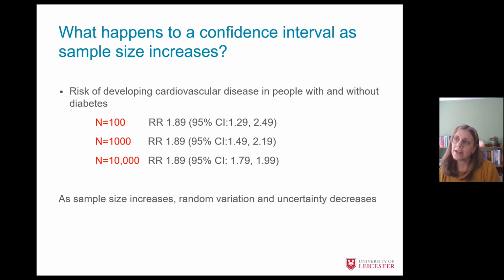So what I'm trying to indicate here really is that as sample size increases, the random variation and the uncertainty of your results decrease. And I think this is quite intuitive. You can imagine that where you've got a study with just 10 individuals, you're not going to be that confident with your result. Whereas if you've got a study with thousands, then you're intuitively much more confident with your results from that study.